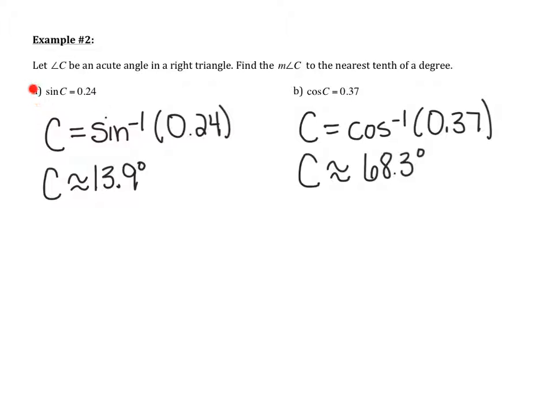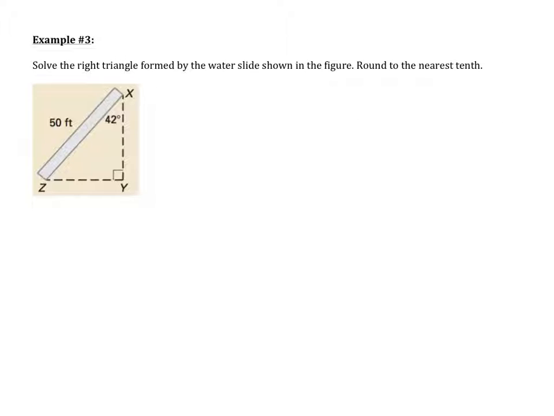So once again, just to tie this all up, they did the work for us. In part A, since it was sine, they told us that the opposite side over the hypotenuse was 0.24. So to find the measure of angle C, we just had to do the inverse sine. The same goes for part B, except this time we're using cosine. They went ahead and found what the adjacent side over the hypotenuse would be, and so all we had to do was the inverse cosine to find the measure of angle C for that case. And now on to example number 3.